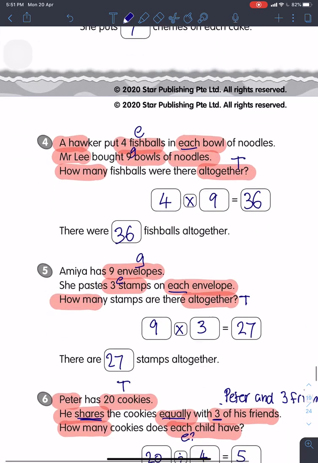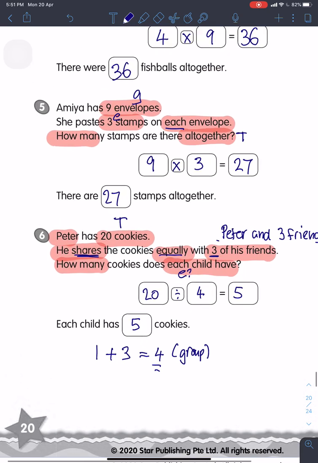Now, remember, if it's too fast, you can always pause the video and replay it again.